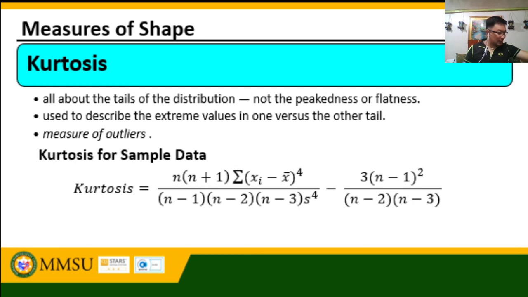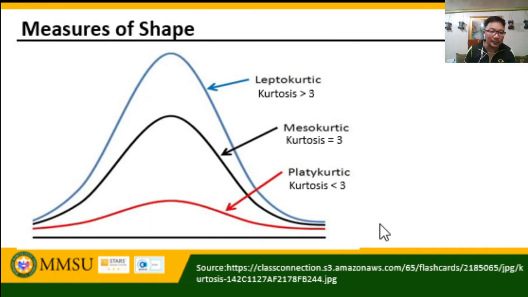Okay. So, kurtosis is all about the tails of the distribution, not the peakedness or flatness of your data, okay, or the distribution. This is actually used to describe the extreme values in one versus the other tail. Okay? It is actually the measure of outliers present in the distribution. So, this is actually the formula. So, medyo mas mahaba siya. Okay? So, let's look at the different types of shapes here.